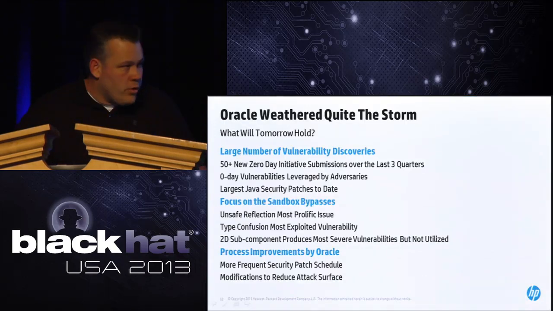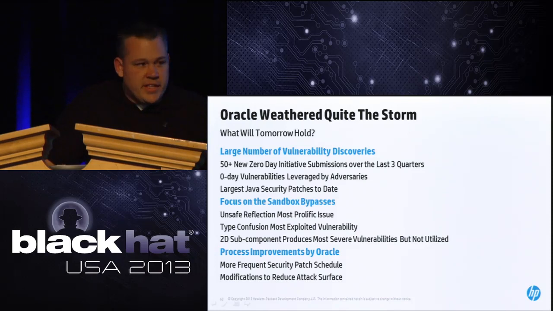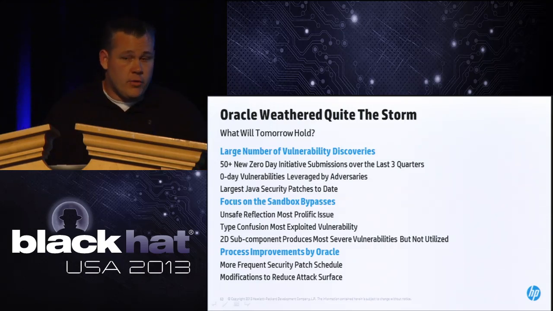So in conclusion, Oracle's weathered quite the storm over the last 3 years, especially within the last year. They've seen a large number of vulnerability disclosures occur. 50 plus new ZDI submissions have been submitted to them over the last 3 quarters. Adversaries are leveraging the zero-day vulnerabilities, and we've seen the largest patches from Oracle for Java. There is a focus in the research community on the sandbox bypass issue, with unsafe reflection being the most prolific, but type confusion being the most utilized in the landscape, and the 2D component being the one that produces the most severe vulnerabilities, according to the CVSS, but yet is not utilized very often in the landscape.